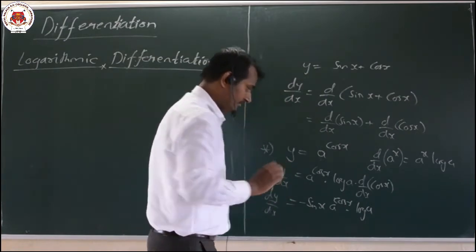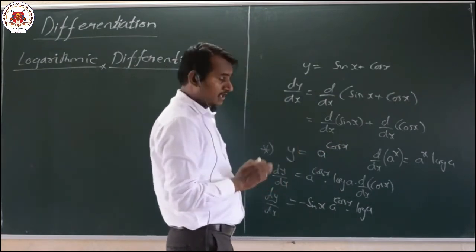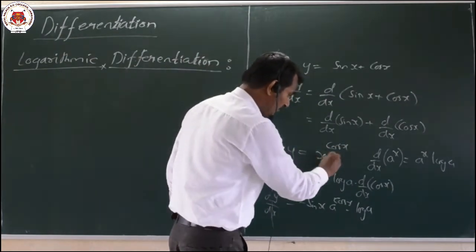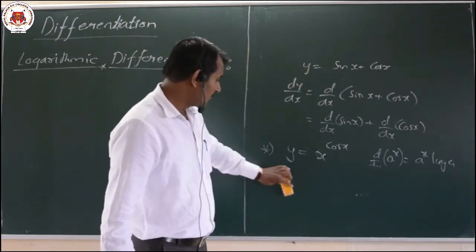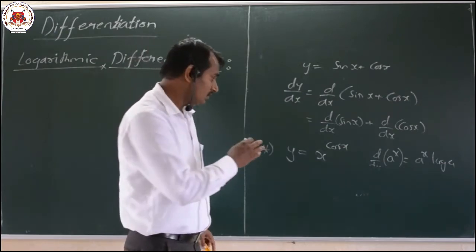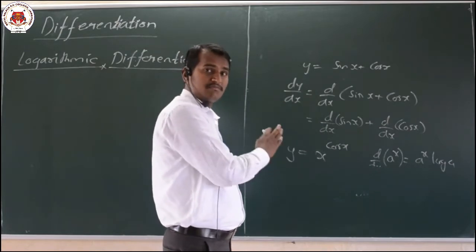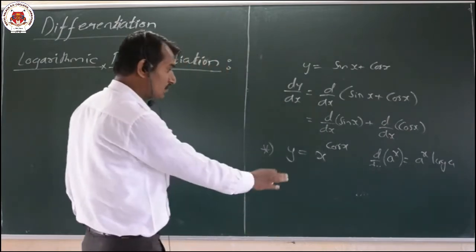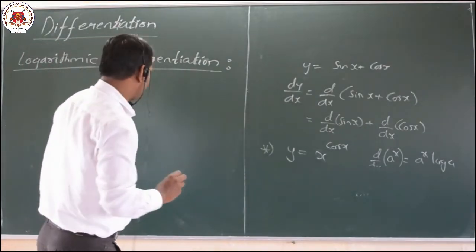Now here we have a constant to the power of a function. If suppose you have a function to the power of a function, then we can't differentiate it directly. To solve or simplify the problem, we have to make use of a tool. That tool is the properties of logarithms, which we shall see.